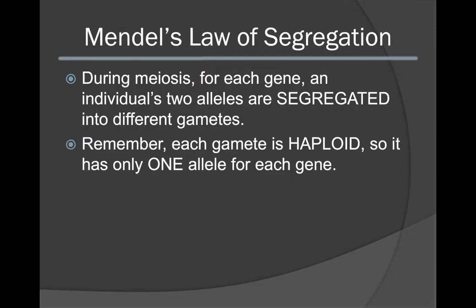Mendel's work was also very important in determining the law of segregation. This states that during meiosis, for each gene, an individual's 2 alleles are segregated into different gametes. Recall that when we were discussing meiosis, we saw that the homologous chromosomes were separated out, such as the dad's original copy would go into one set of gametes, and the mom's original copy would go to the other. This illustrates the law of segregation. Remember that each gamete is considered to be haploid, so that means that it only carries 1 allele for each gene.